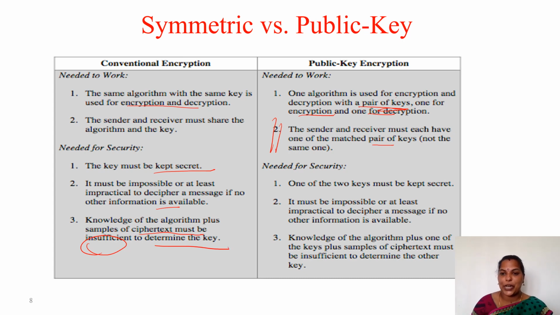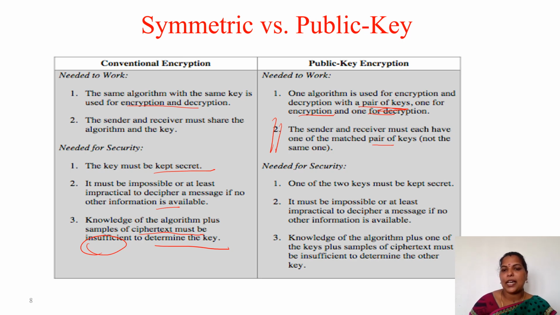So those things we are sharing. Suppose I know the algorithm I am going to use, and I know some part of the ciphertext also. Is it possible to find out the key? No. Encryption we performed using the key, but how it is generated is with the help of the private key only. So it is not the same key here. In the conventional encryption process, the same key is used. So knowledge of the algorithm plus samples of ciphertext must be insufficient to determine the key. The key is known only to the sender and receiver.